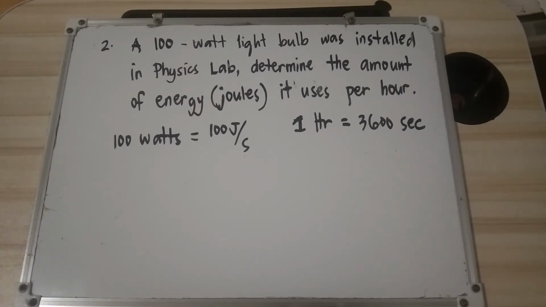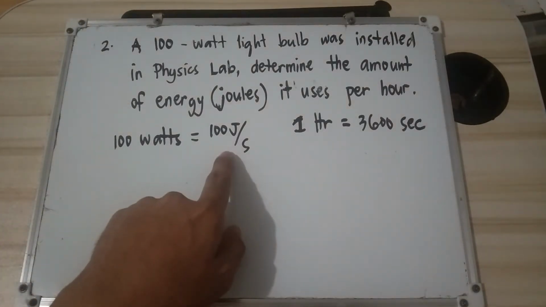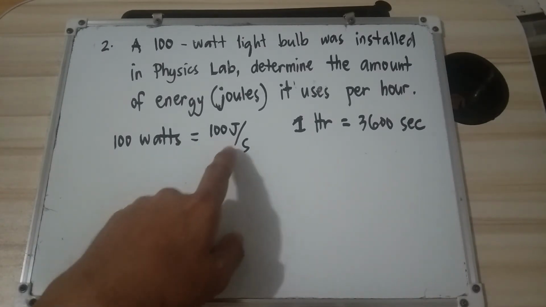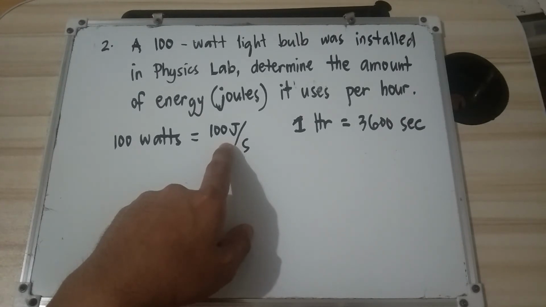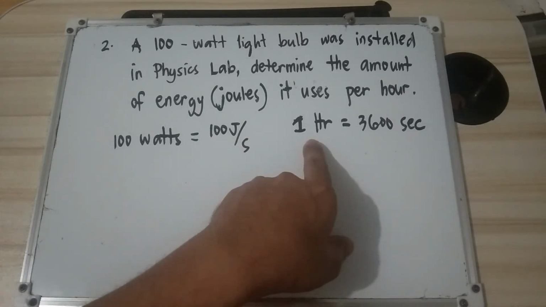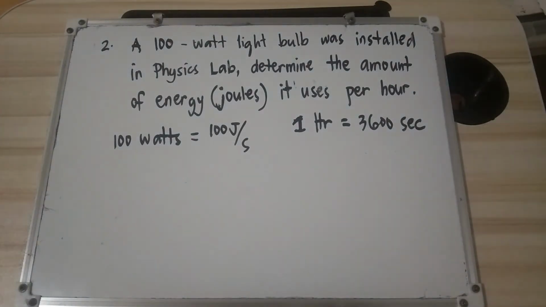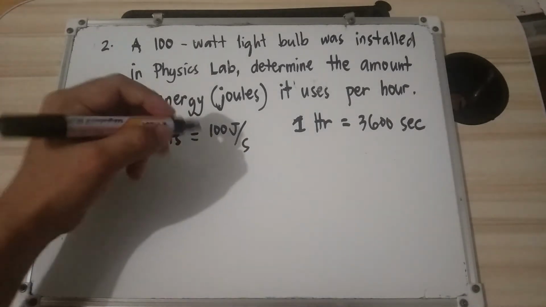Example: a 100-watt light bulb was installed in a physics lab. Determine the amount of energy in terms of joules it uses per hour. So 100 watts is equal to 100 joules per second. Our goal here is just to convert 100 joules per second to joules per hour. That's the only thing the question asks for. And take note, 1 hour is equal to 3,600 seconds. So we will convert it in terms of joules per hour.